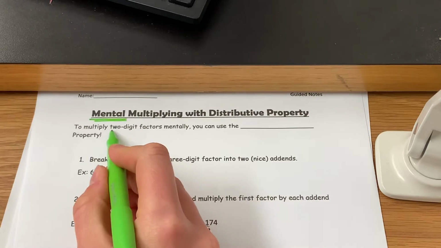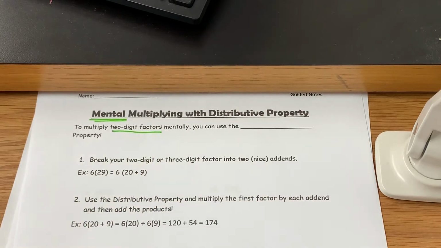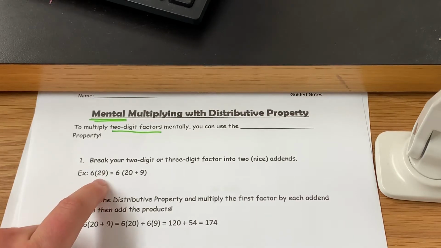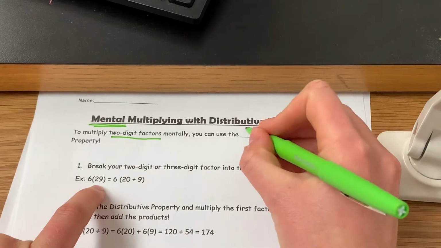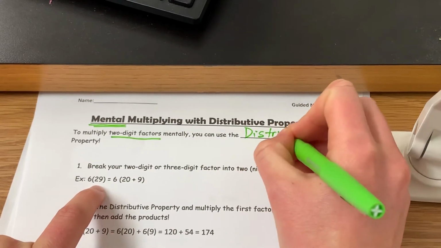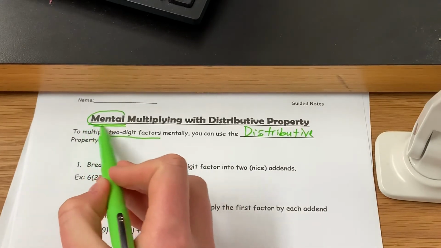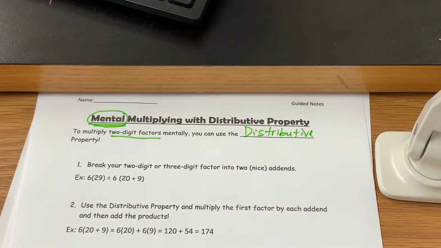And this works really nicely, particularly when you have two-digit factors, such as in this first example, a 29, that's a two-digit factor. So this is a nice little trick with two-digit factors. And so again, we can indeed use the distributive property to multiply, again, mentally a little bit easier. So here's the cool thing.